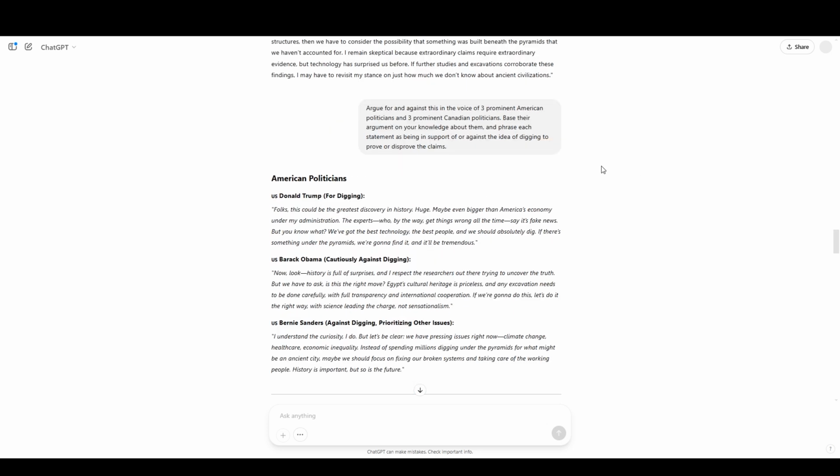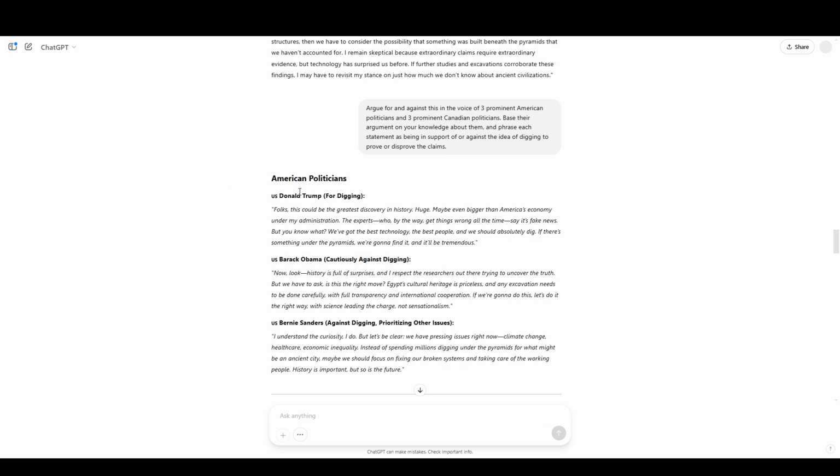And then I asked Grok and ChatGPT each to argue in favor of digging to prove or disprove this in the voice of 3 prominent Canadian politicians and 3 prominent American politicians. And I told it to base their argument on the AI's knowledge of them. So I didn't tell it which politicians to choose, and I didn't tell it which politicians should be for or against it. I just said, write statements from the voice of these politicians.